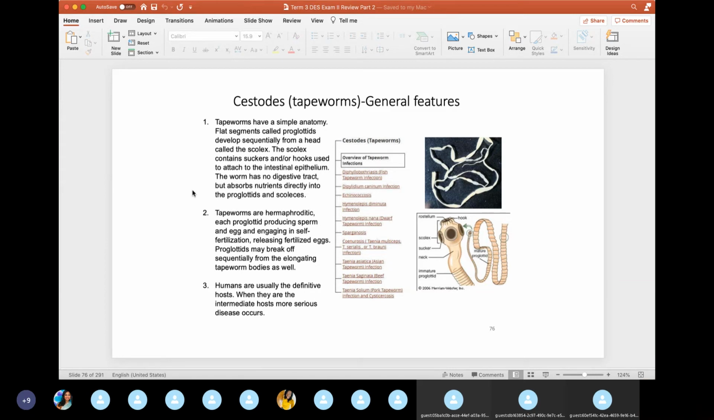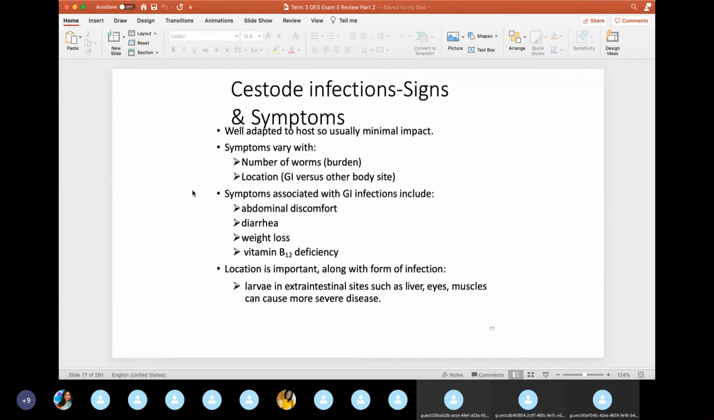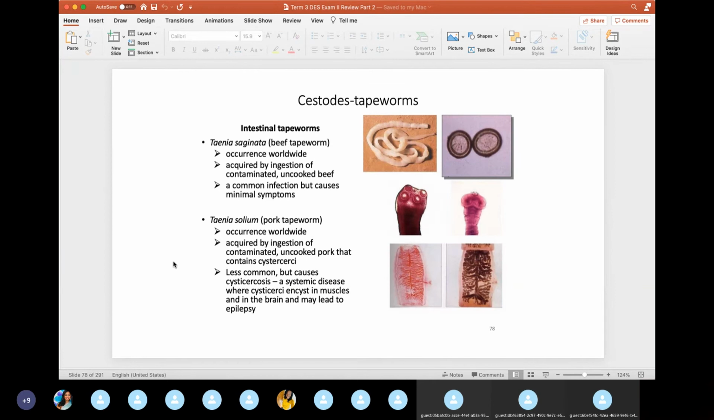Do they have a male and female species like your nematodes? No, they are hermaphroditic. So tapeworms are hermaphroditic. Each proglottid produces sperm and egg that are engaged in self-fertilization, right? And what's the definitive host for your tapeworms? Humans. Humans are the definitive host. Signs and symptoms, of course, you can have that one, but let's look at the specifics.